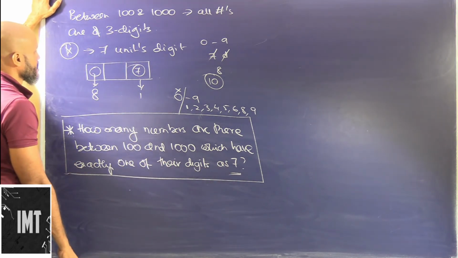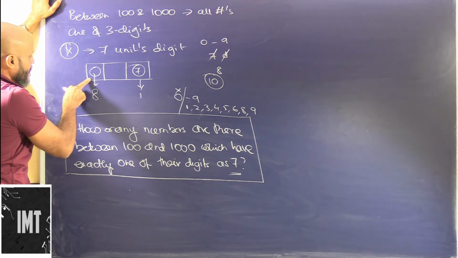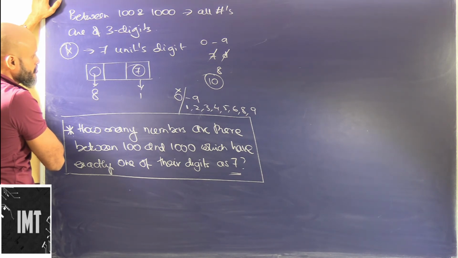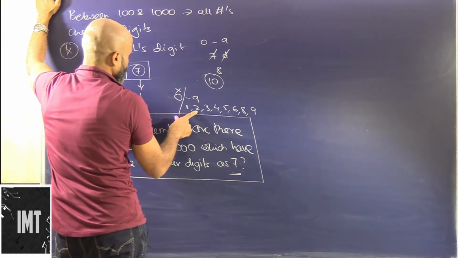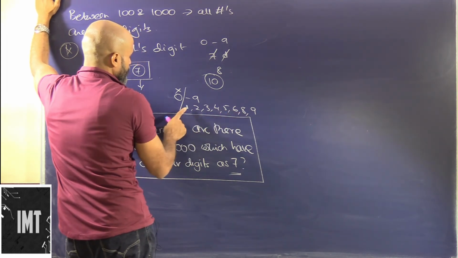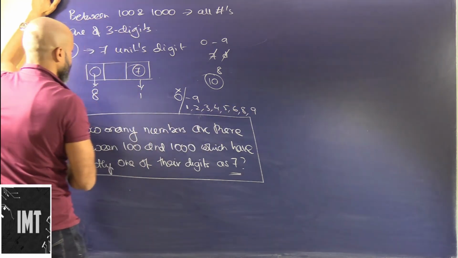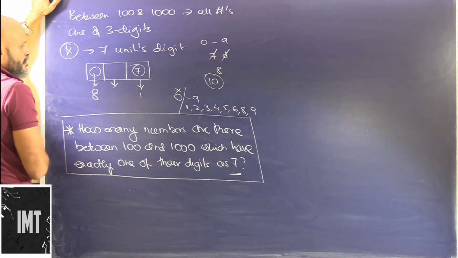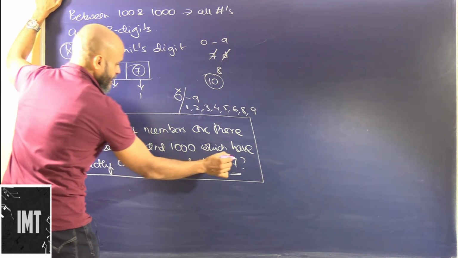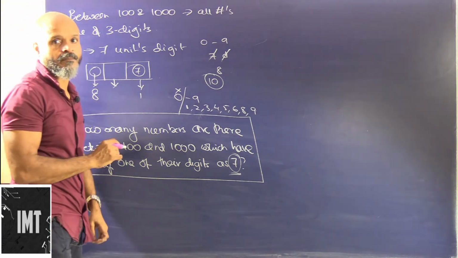Okay, let's look at it here. 7 in the units digit, that can be filled in one way. The hundreds place can be filled with 1, 2, 3, 4, 5, 6, 8, 9. 8 ways, yes. Oh yes, there is a restriction on 7 but not on the other digits. So the other digits can be repeated.